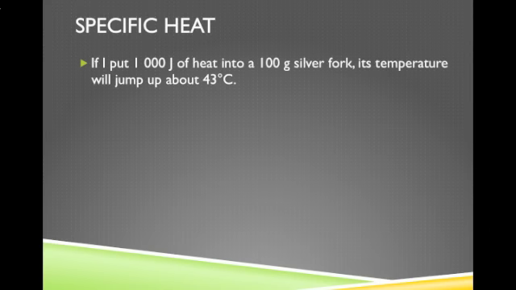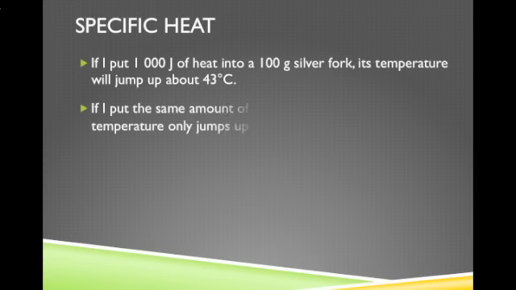For instance, if I put 1,000 joules of heat into a 100-gram silver fork, then its temperature jumps up about 43 degrees Celsius. And we'll get to how I know that in just a little bit. However, if I put the same amount of heat into 100 grams of water, notice it's the same mass, just a different material, the temperature only jumps up 2.4 degrees Celsius. So, 20 times the difference here.